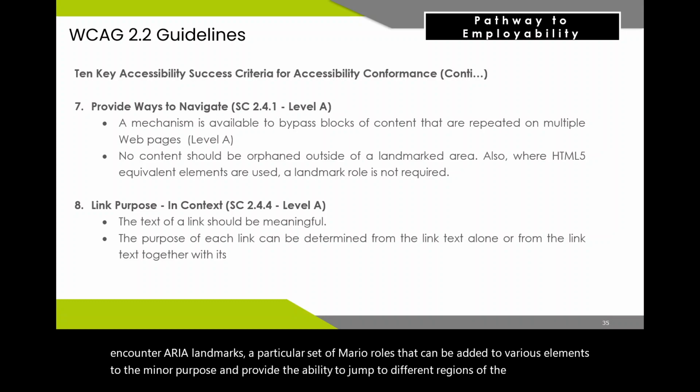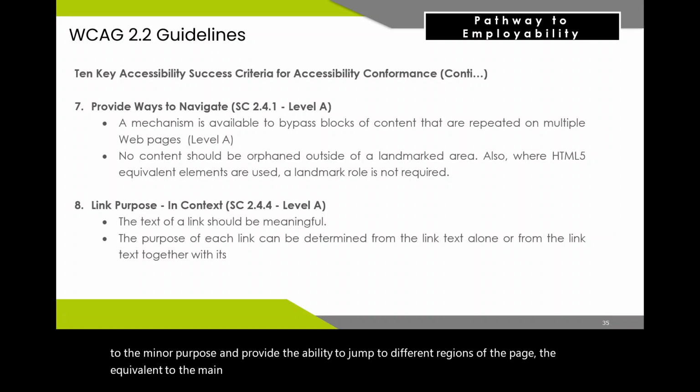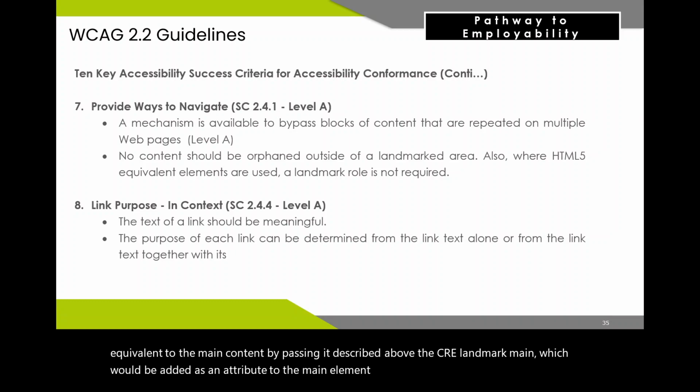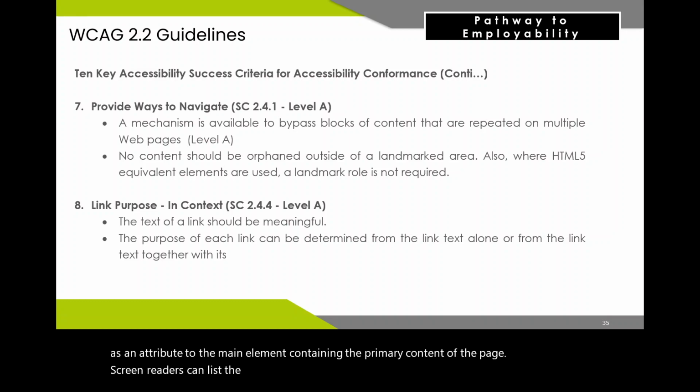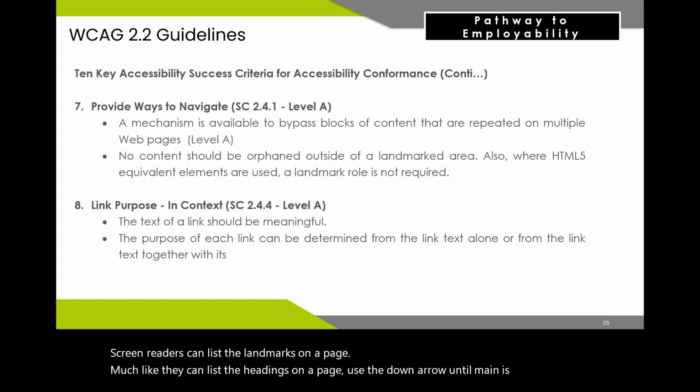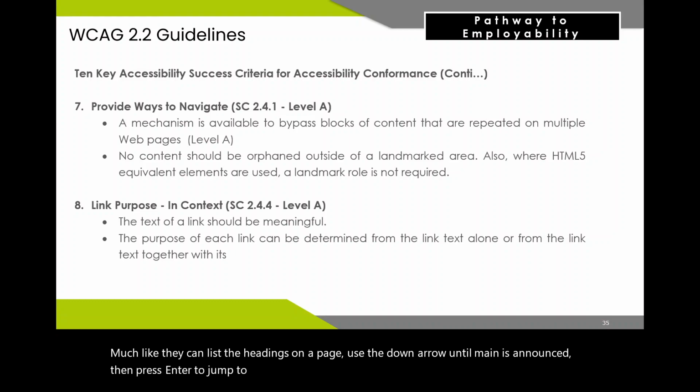The equivalent to the main content bypass link described above is the ARIA landmark main, which would be added as an attribute to the main element containing the primary content of the page. Screen readers can list the landmarks on a page, much like they can list the headings on a page. Use the down arrow until main is announced, then press Enter to jump to the main content region.